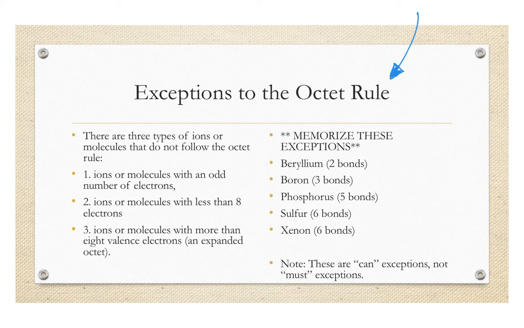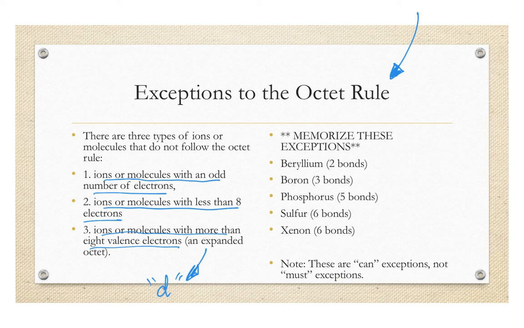Just like almost everything else in chemistry, we do have exceptions to the octet rule. There are 3 types of ions or molecules that do not follow the octet rule. One, ions or molecules with an odd number of electrons. We'll get to those in a little bit. Two, ions or molecules with less than 8 electrons. We'll get to those in a little bit. And three, ions or molecules with more than 8 valence electrons, an expanded octet, which will happen when you end up with some things that have d sublevels.